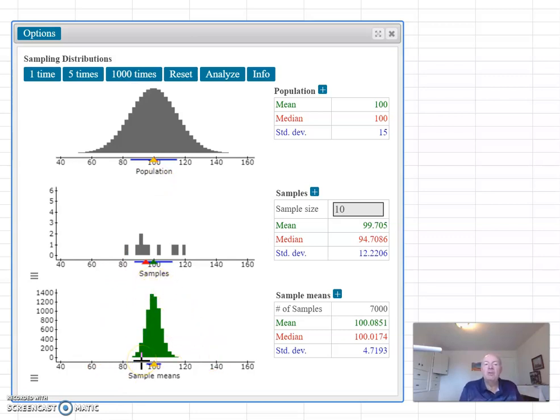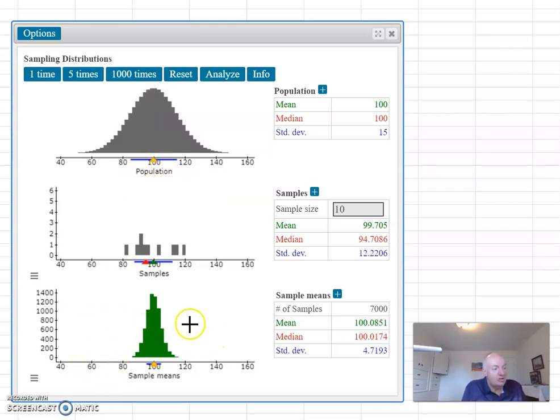Now we need to notice a couple things about it. Number one, look at where the center of this sampling distribution is. You can read it off right there, 100.08. Where's the center of the population? 100. So one of the things we're going to learn is that when we're dealing with sampling distributions of sample means, the mean of the means, this little yellow line, the average of the averages, is going to equal the average of the population. So that's a little thing to have in our toolkit.